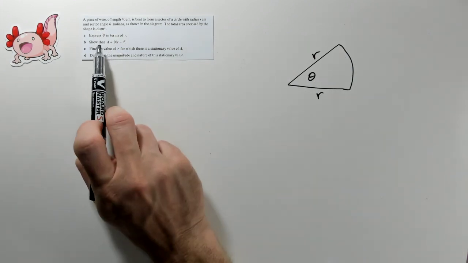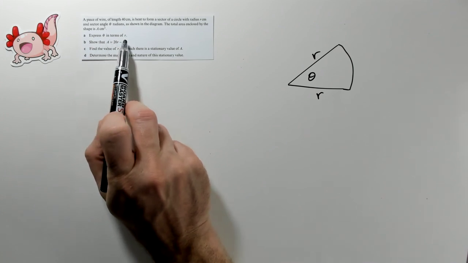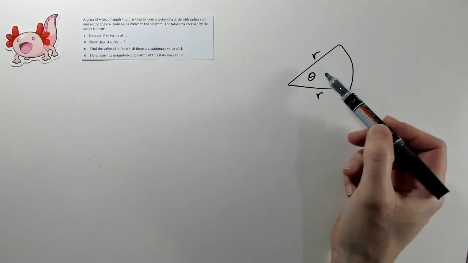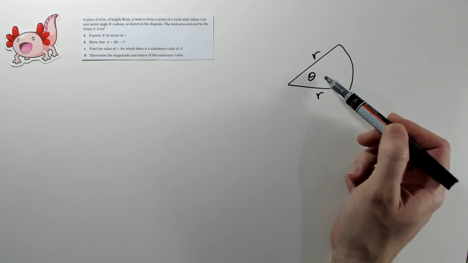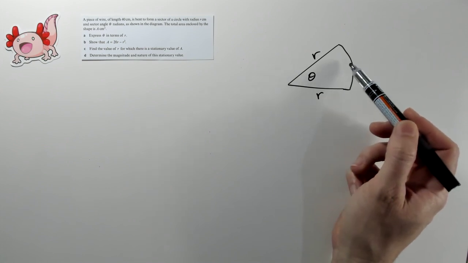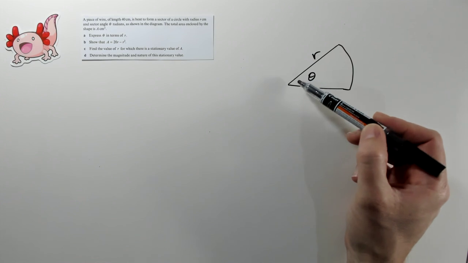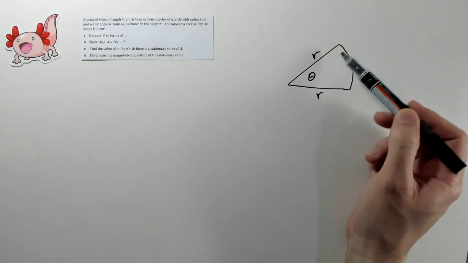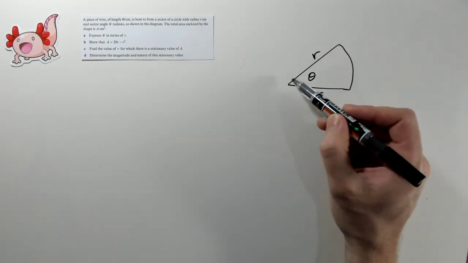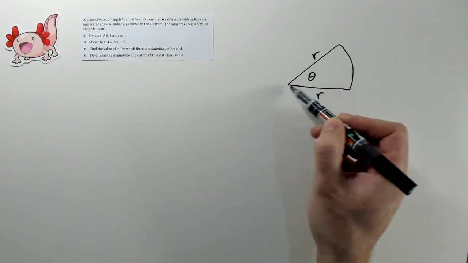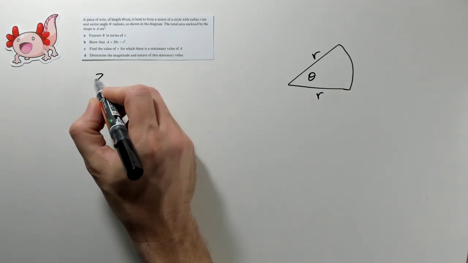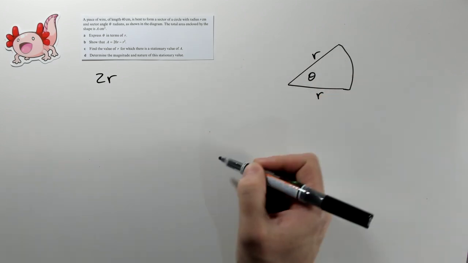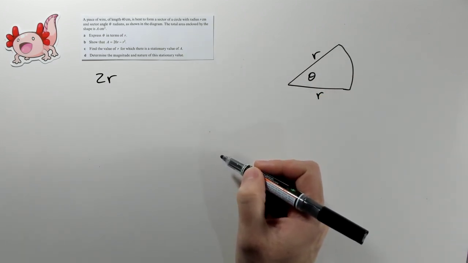But we want to firstly express theta in terms of r. So there's a relationship here between theta and r. Obviously we know it's a 40 centimeter perimeter. So this length plus the arc length plus the other radius should give us 40. So I'm going to start off with 2r, because that's the radius plus the radius.